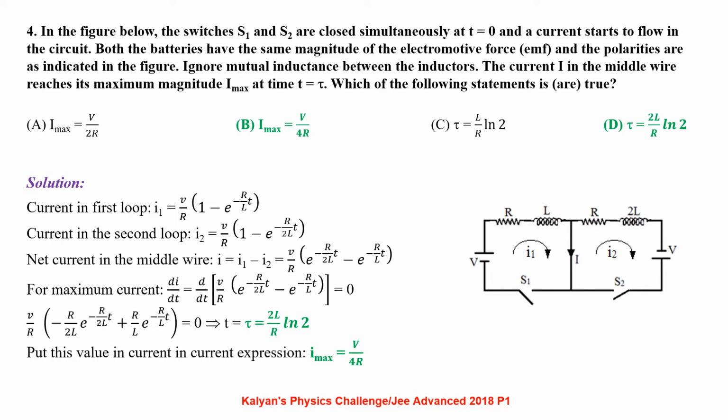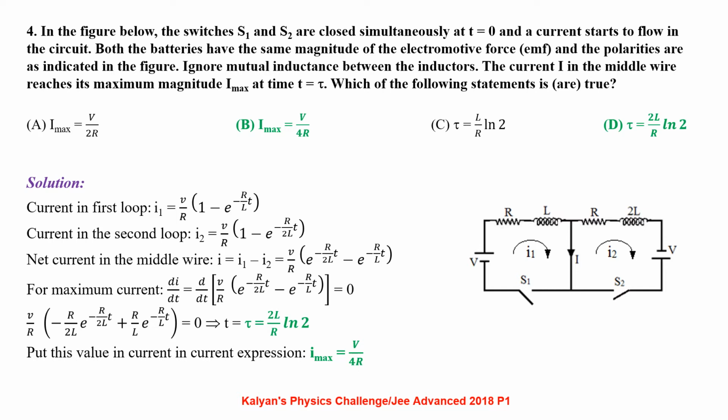Current in the second loop I2 equal to V by R times 1 minus e power minus R by 2L into T. Net current in the middle wire I equal to I1 minus I2, that is V by R times e power minus R by 2L into T minus e power minus R by L into T. For maximum current di by dt equal to 0.